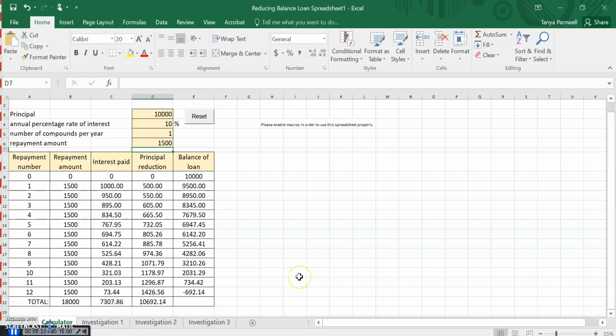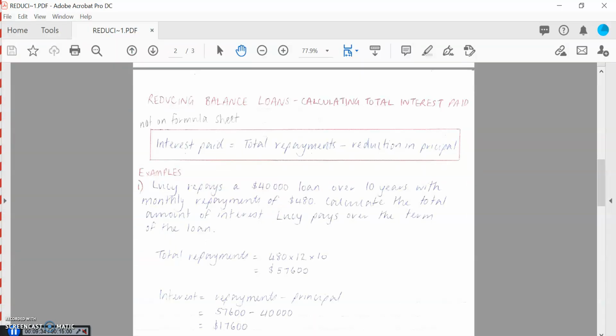But if I had a home loan where I had 30 years of repayments, that might be happening every fortnight. Creating this table without the use of a spreadsheet like Excel is going to take us far too long. So let's look at how we could get around that. This formula here that I've given you is not on your formula sheet, so you'll need to understand and be able to use it.